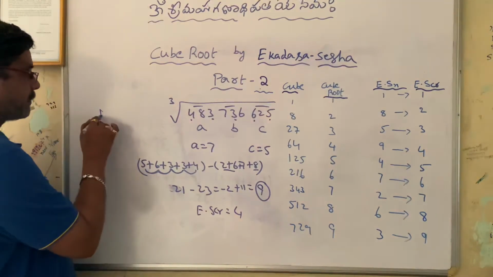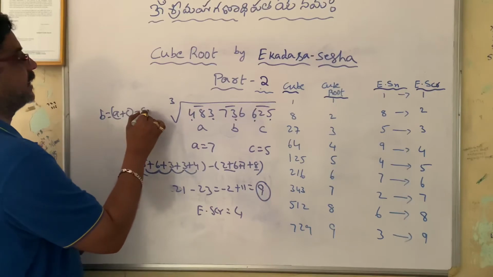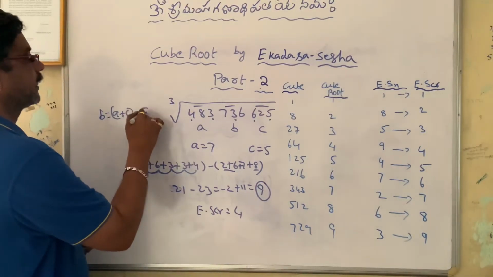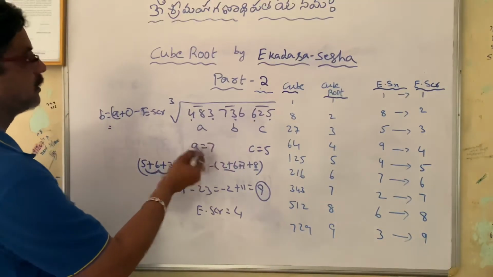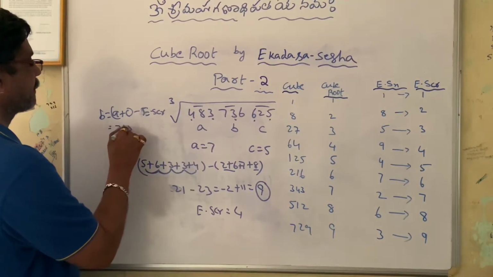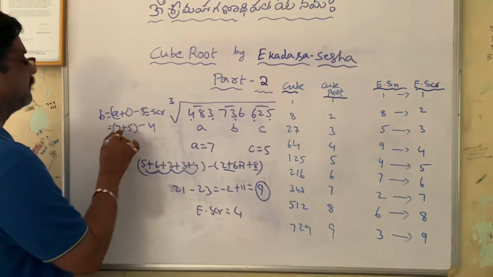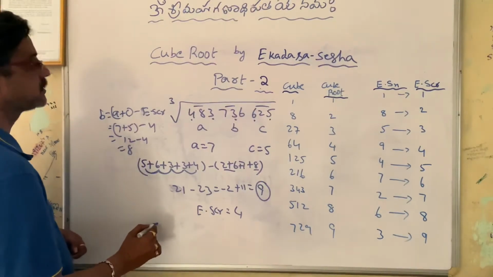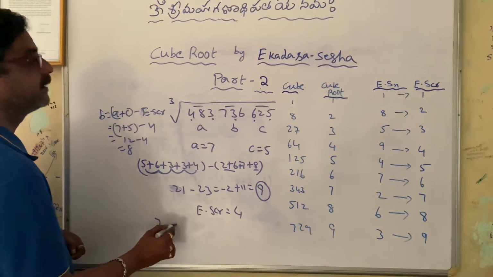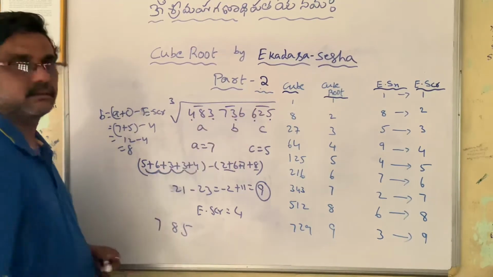Now, how to find out B? B is equal to A plus C minus Ekadasha Sesha of cube root. That is 7 plus 5 minus 4. 7 plus 5 is 12. 12 minus 4 is 8. So the answer is 785. So 785 is the cube root of this number.